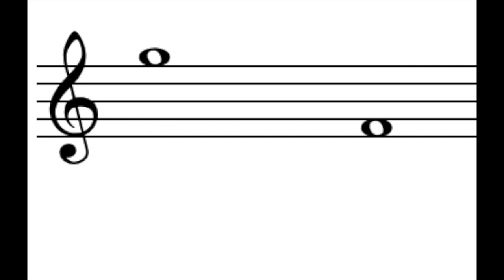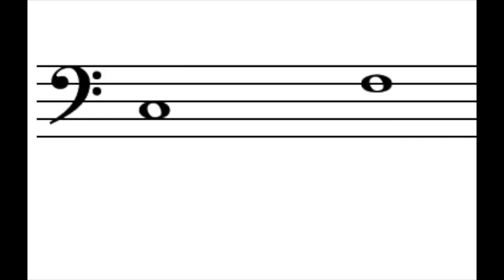And it's the same if we have the notes back to front. G is the first note and F is the second note, but it's a descending interval. We count from the bottom note to the top. F, G, A, B, C, D, E, F, G. It's still a 9th. Here's one in the bass clef.